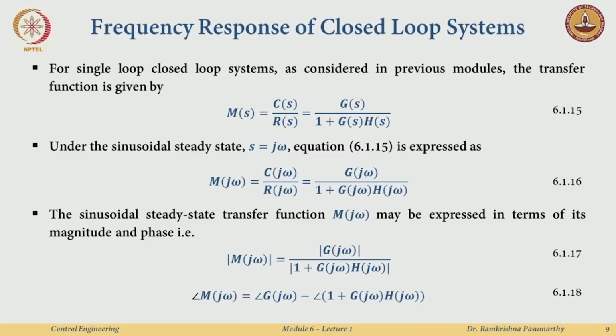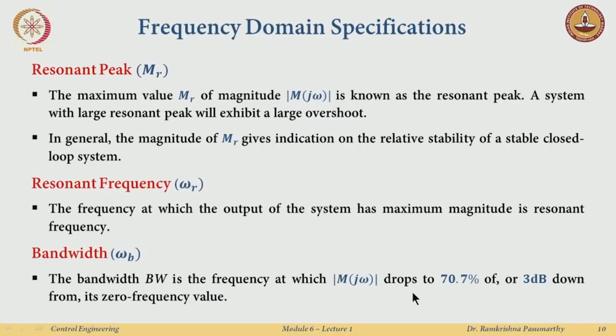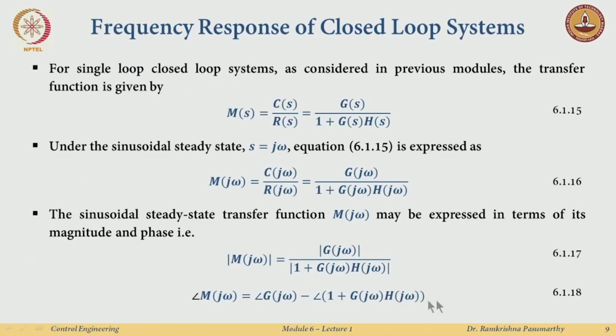For single loop systems, we just have the transfer function G over 1 plus G, and then I am interested in the sinusoidal transfer function. So, I just substitute s with j omega, and then I can compute the magnitude of G of j omega over the magnitude of 1 plus G of j omega H of j omega. Similarly, the angle would be the angle of the numerator, that is the angle of G of j omega, minus the angle of the denominator. So, things get a little easier to compute. They just become multiplications or additions or subtractions.